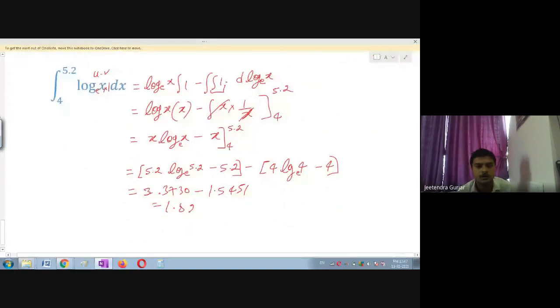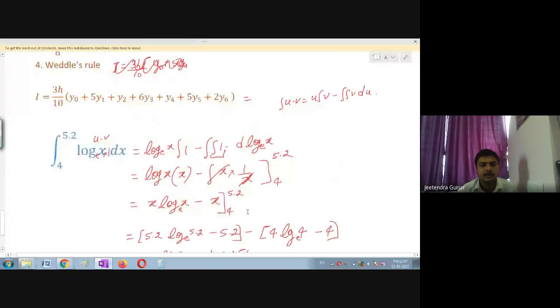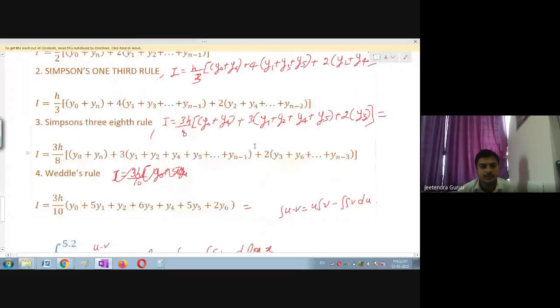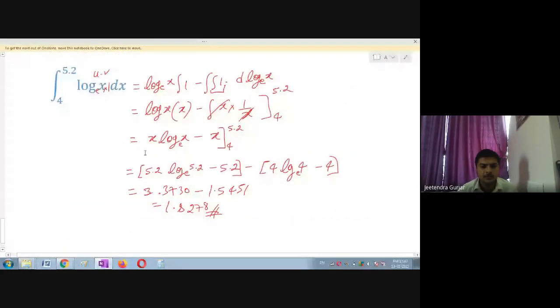So what you have to do now is calculate this value, and the purpose of calculating this is to compare with the nearest value. The nearest value we are going to get from the above equation is that Weddle's rule will be slightly nearer to the exact value. Therefore, Weddle's rule is nothing but an approximate value, students. So here we conclude the class.